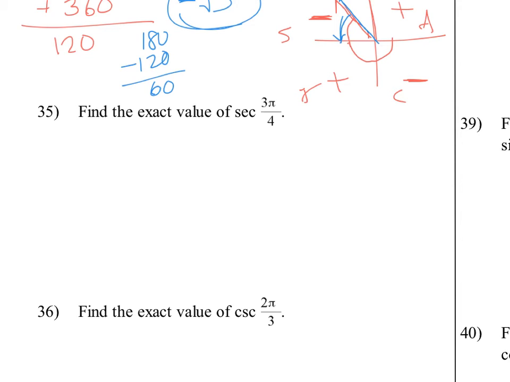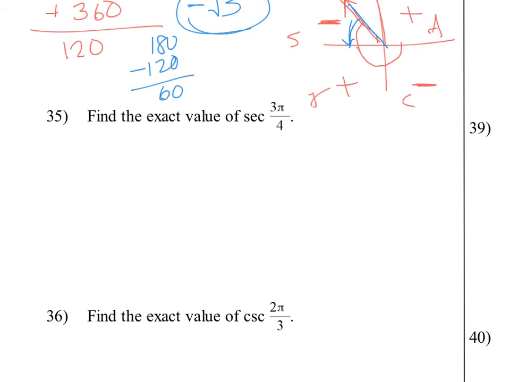So we have to do the same basic thing, but 3 pi over 4 we should convert first. So 3 pi over 4 times 180 over pi. So 3 times 180 over 4, so it's 135. Okay, 135 is in quadrant 2.